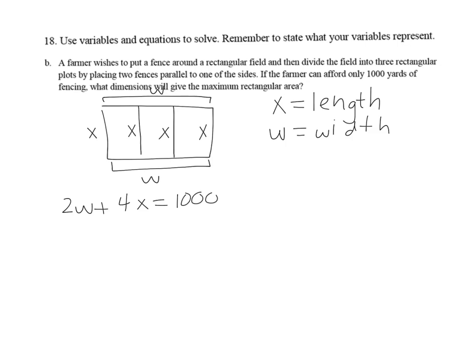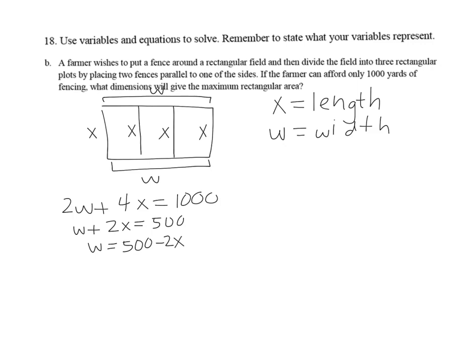So this will allow me to write the width in terms of x, so that later when I write my area equation, I can write it only in terms of x's instead of both x's and w's. So I will divide through by 2, so that means that w plus 2x equals 500, and then that means that w is the same thing as 500 minus 2x.